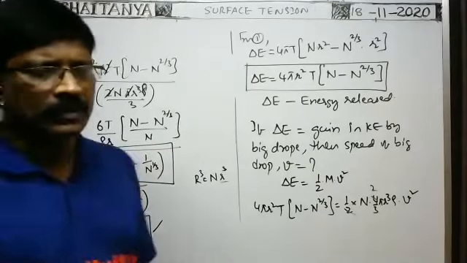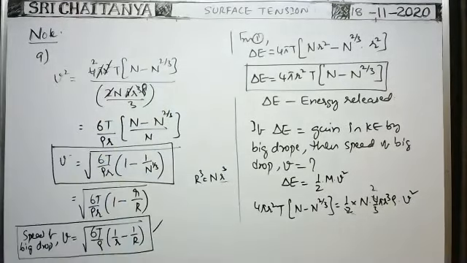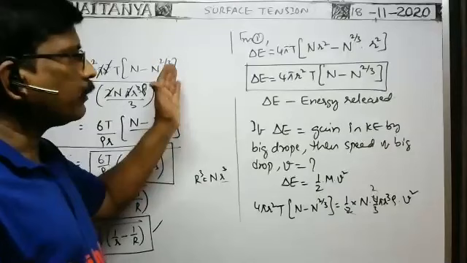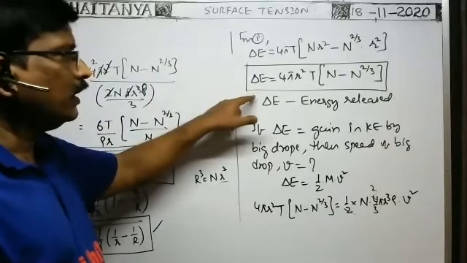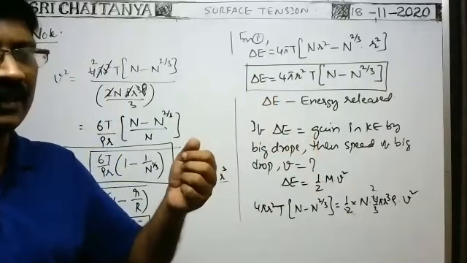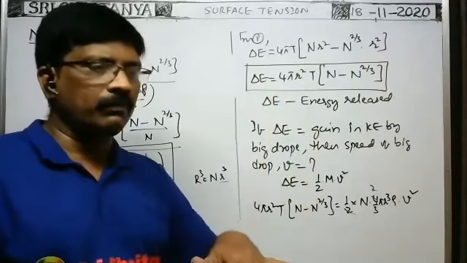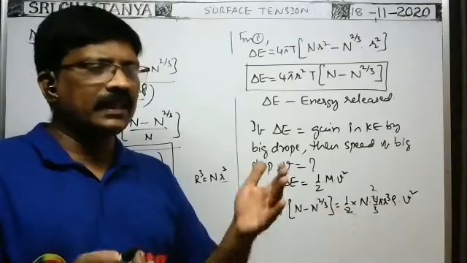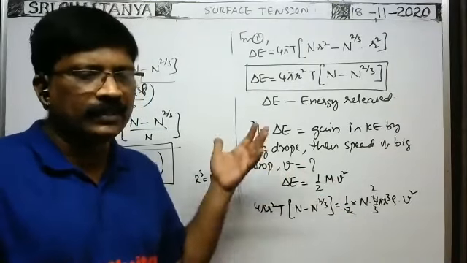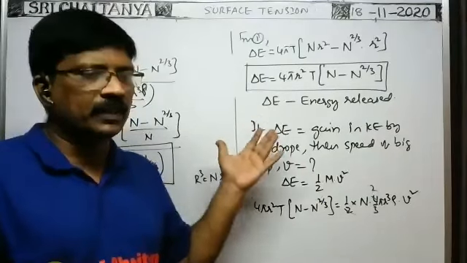Suppose the energy released whenever n droplets merge together to form the big drop is this one. If the energy released is generated in the form of heat energy, and it is absorbed by the big drop, definitely whenever heat energy is absorbed by any body, the temperature rises, no? So what about the rise in temperature here? What is the rise in temperature of the big drop?